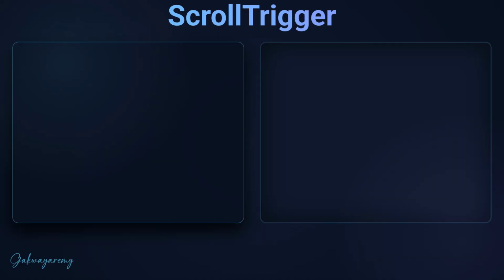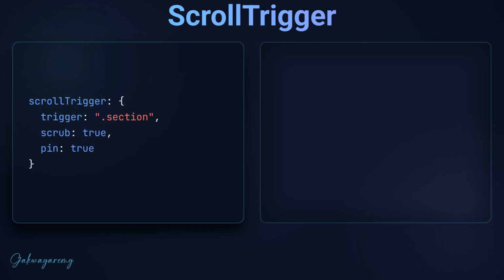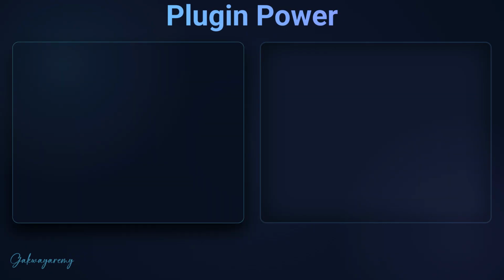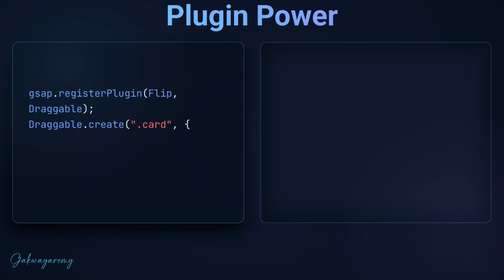ScrollTrigger connects your animation to the user's scroll position. You can pin sections, toggle classes, or scrub through a whole timeline as the page moves. The GSAP plugin ecosystem adds even more firepower. Use the Flip plugin for layout transitions or Draggable for physics-based interfaces that feel alive.